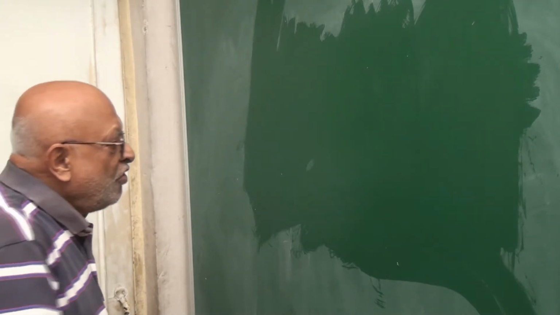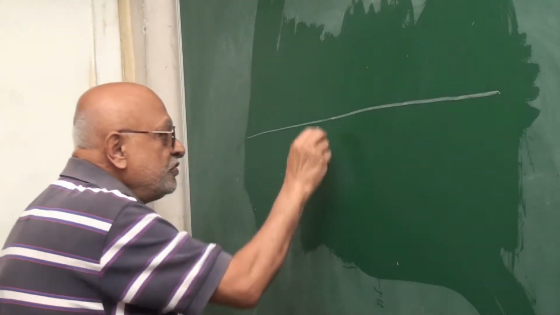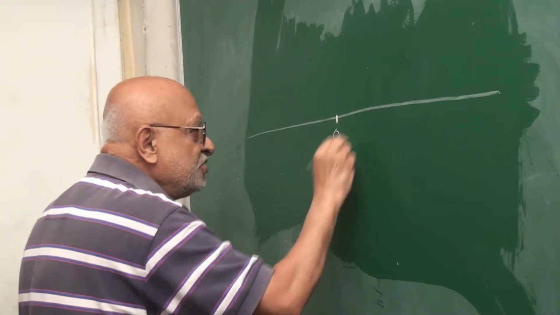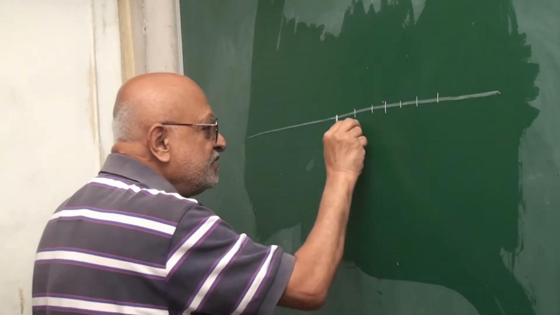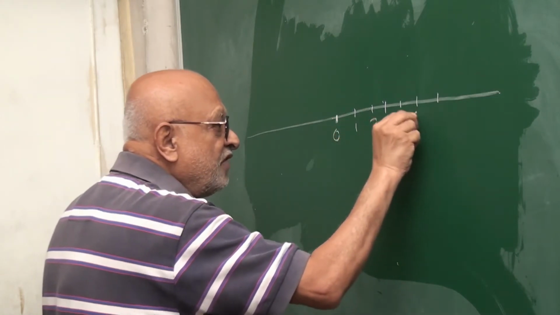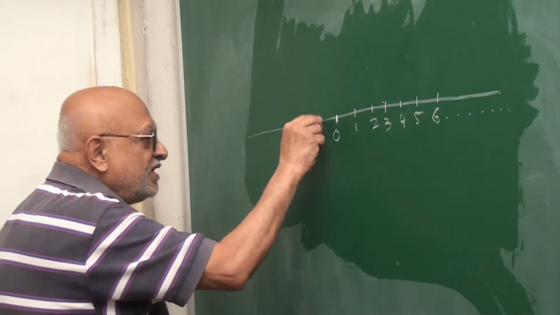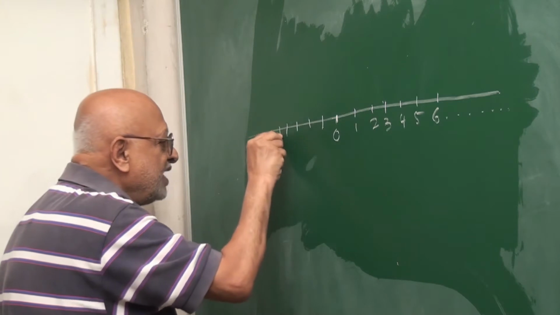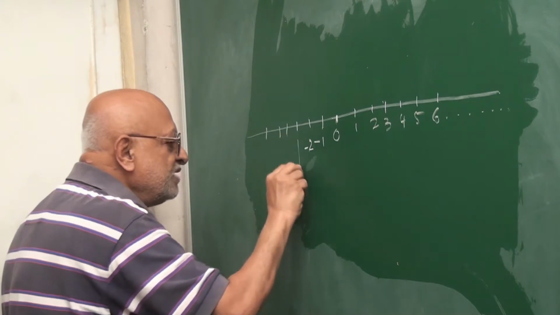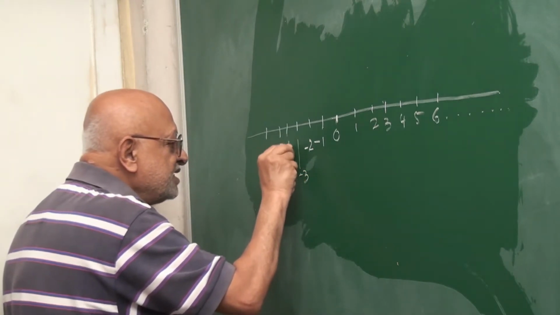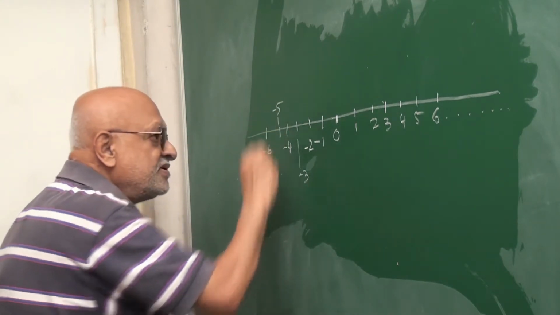So what do you all know about the number line? We start here at 0, then we go 1, 2, 3, 4, 5, 6, like that we take units. And we also take this on the other side: 1, 2, 3, 4, 5, 6. So this will be minus: minus 1, minus 2, minus 3, minus 4, minus 5, minus 6. So this is the number line.